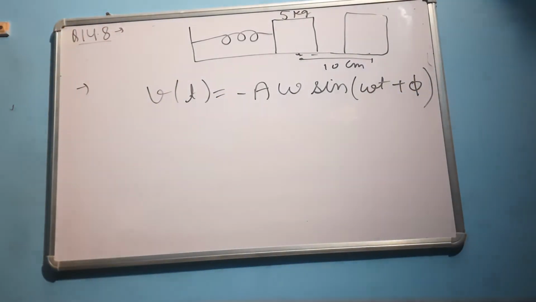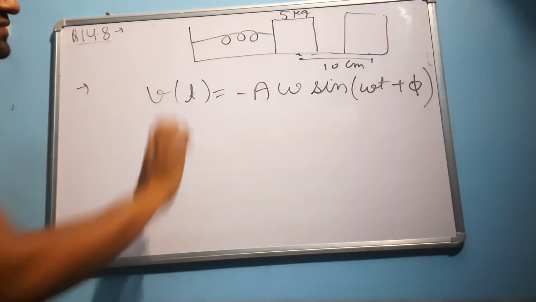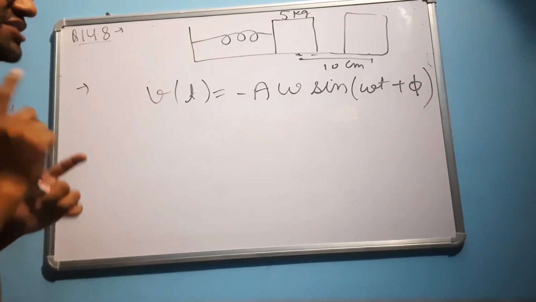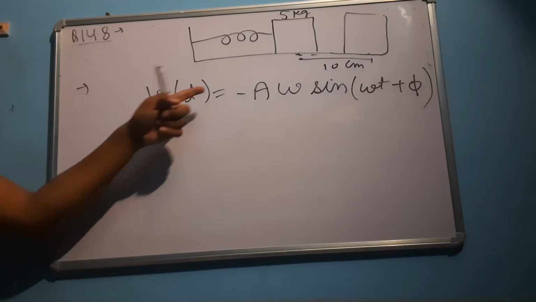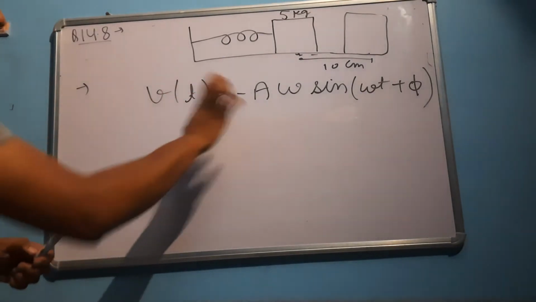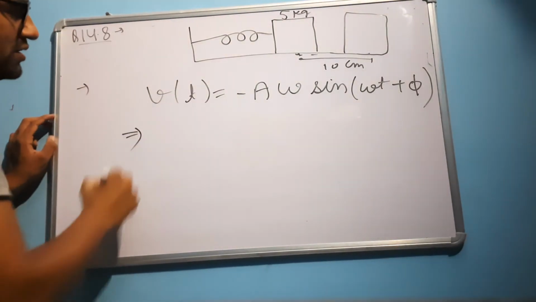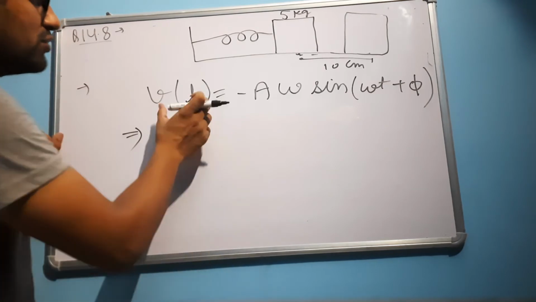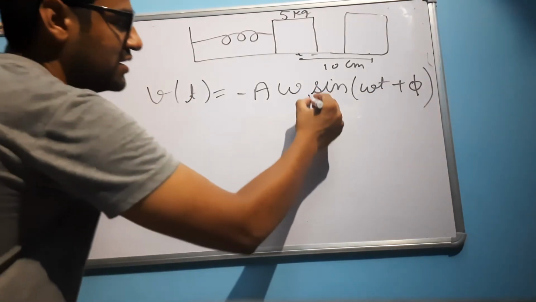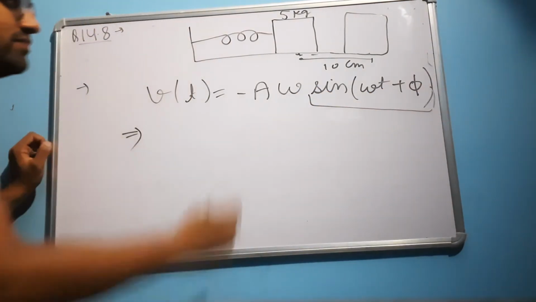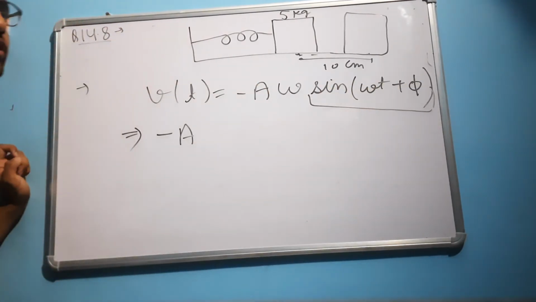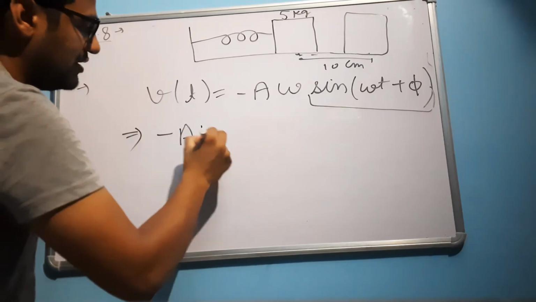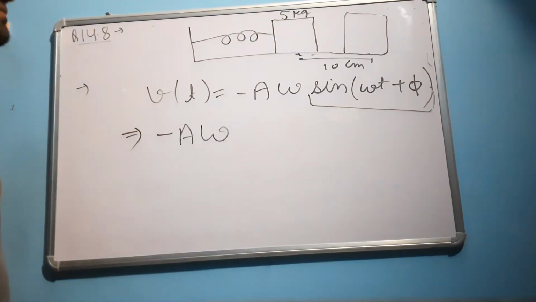We are not much concerned about this negative sign, because we are going to calculate the maximum speed, not the velocity. If it were velocity, then we would consider this minus sign. We can neglect this minus sign here. The speed will be maximum when the sine is 1, so when the angle is 90 degree. So it will be equal to A omega.